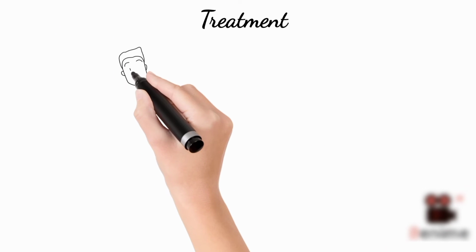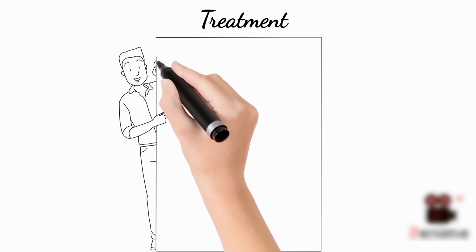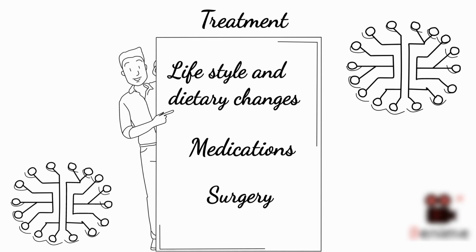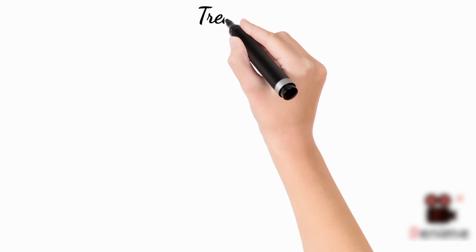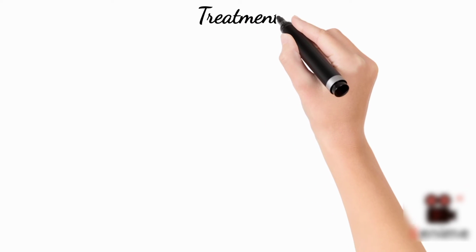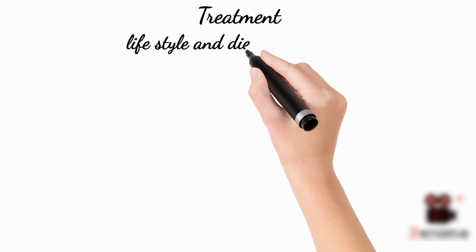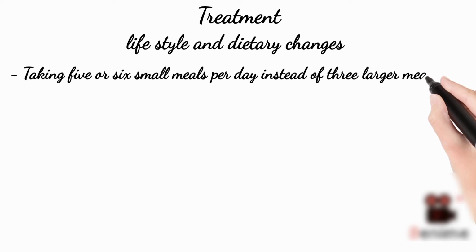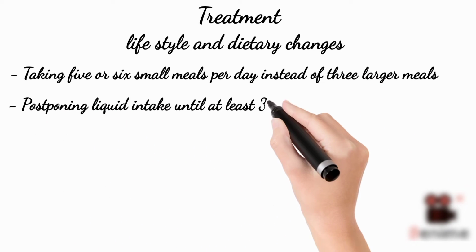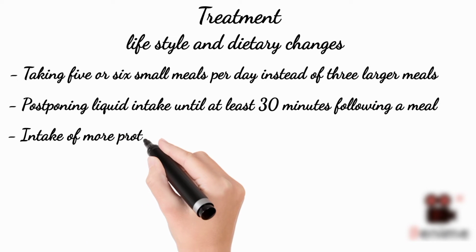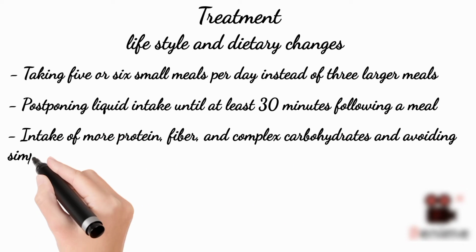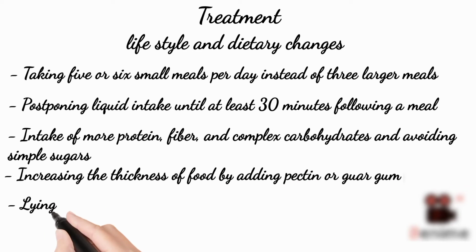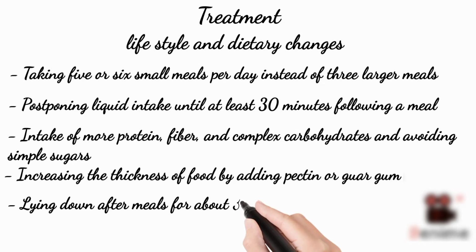Talking about treatment, our interventions have for aim 3 targets: lifestyle and dietary changes, medical approach, and the surgical approach. Talking of lifestyle and dietary changes, we have taking 5 or 6 small meals per day instead of 3 larger meals. Postponing liquid intake until at least 30 minutes following a meal. Intake of more protein, fiber, and complex carbohydrates and avoiding simple sugars. Increasing the thickness of food by adding pectin or guar gum. Lying down after meals for about 30 minutes.